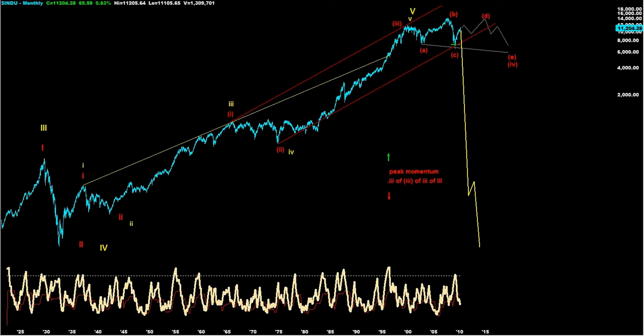At any rate, this is in the yellow text here. This is the very well-known count by Robert Prechter, and there's a variety of other people, including people that have criticized my long-term count, that favor this count or a variation of it.